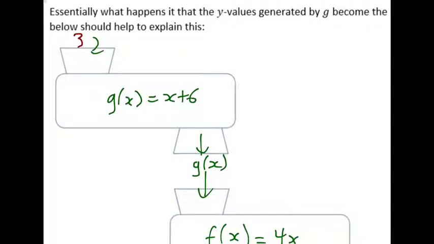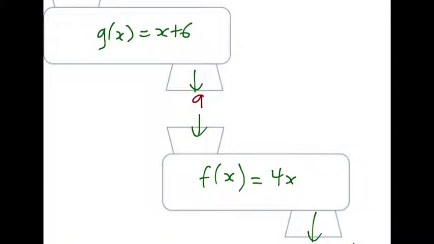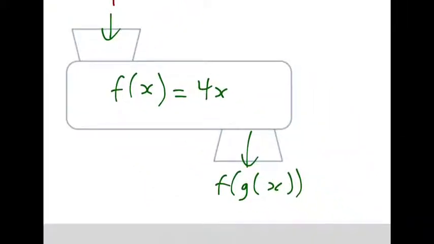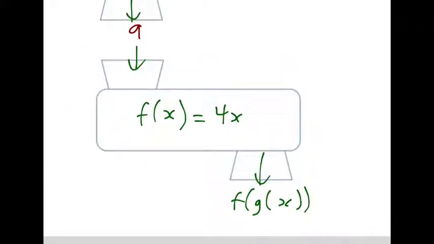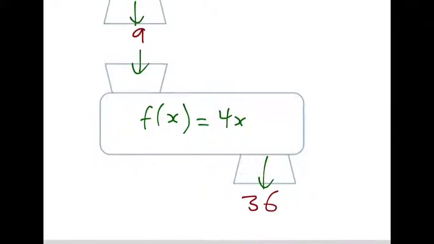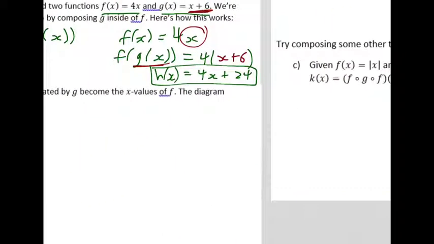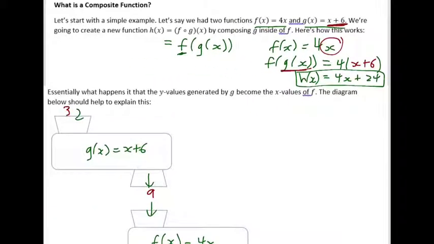I add 3 to 6, and I get how much? 9. Okay, that then becomes the input of f. So then I put in 9 for f, and out pops 36. Right? Out pops 36. Okay, so you find the y value of this inside function first, and then that becomes the x value of the outer function. Following?